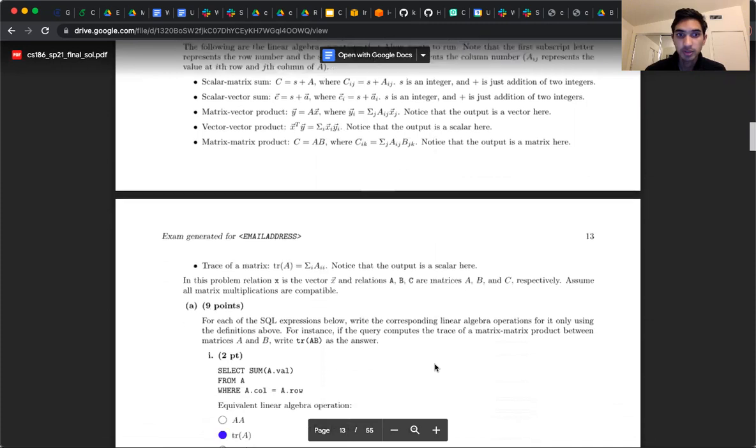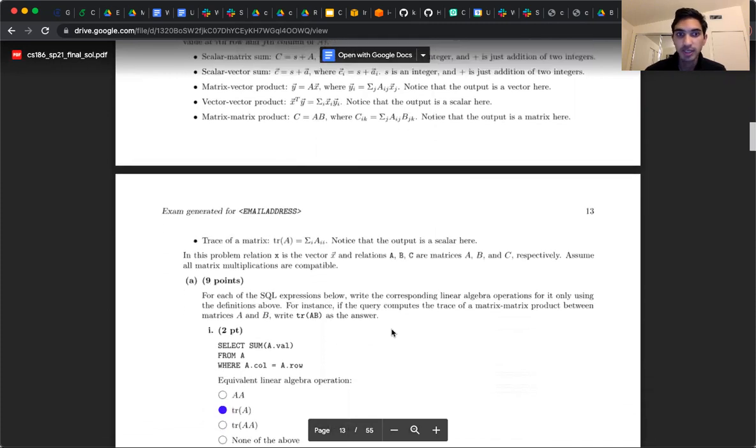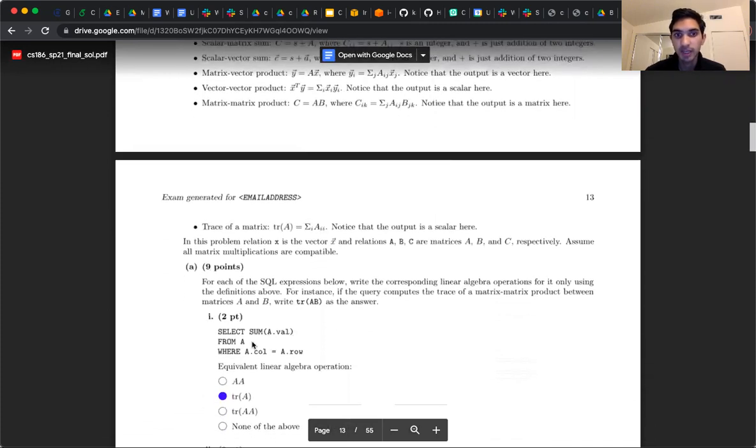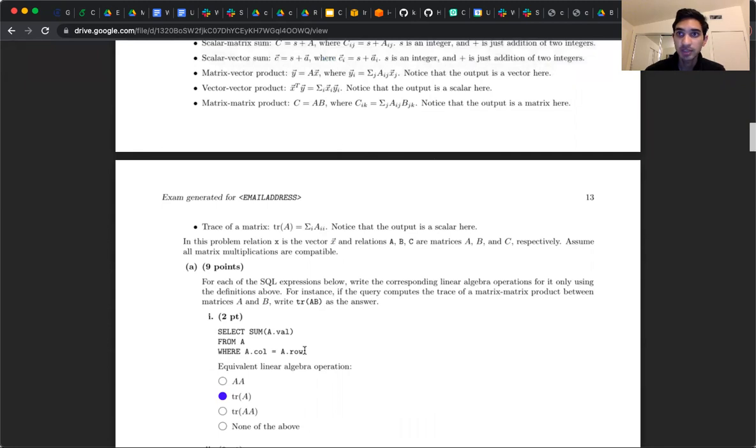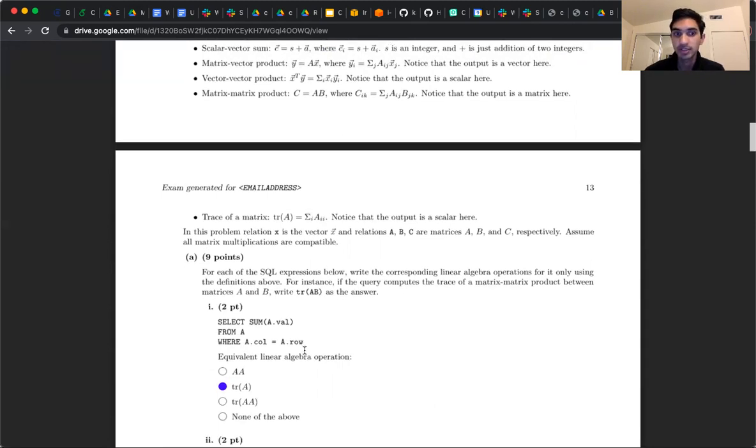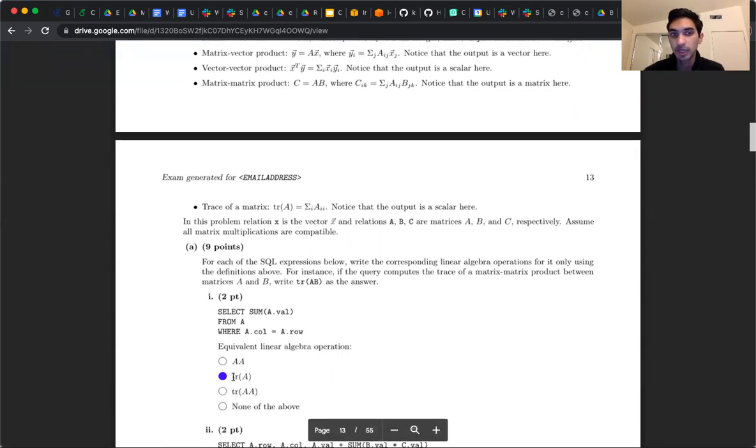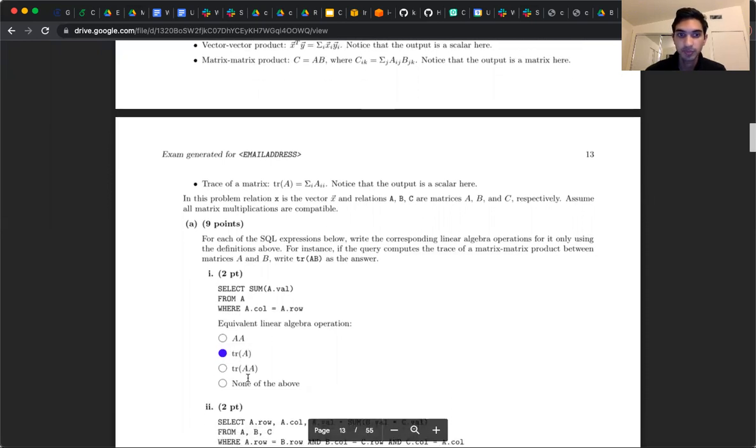Okay, so the first question is saying, select the sum of A dot val from A where A dot col is equal to A dot row. Essentially, when the column is equal to the row, that means that we are selecting things along the diagonal, which is equivalent to a trace. So the equivalent linear algebra operation is the trace of A here.